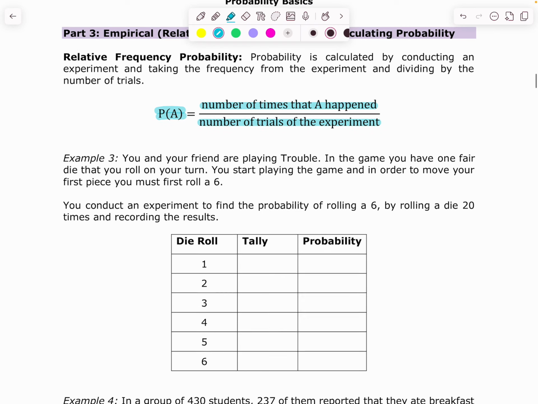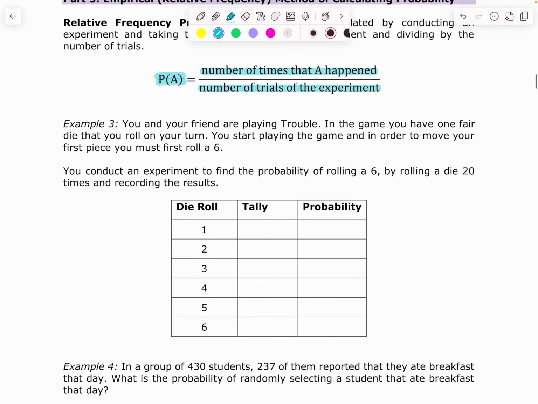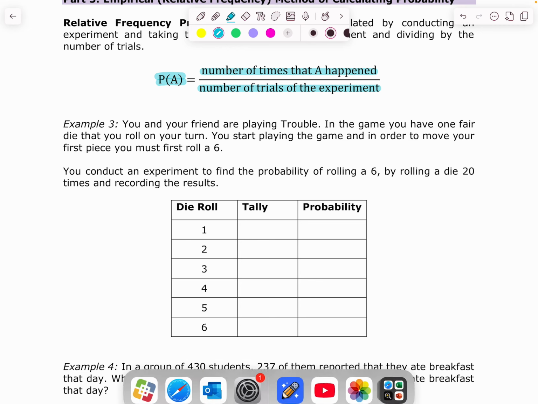So for this example, you and your friend are playing Trouble. In the game, you have one fair dice that you must roll, or pop in the game of Trouble, on your turn. You start playing the game, and in order to move your first piece, you must roll a 6. You conduct an experiment to find the probability of rolling a 6 by rolling a die 20 times and recording the results. So we're going to actually roll this die to calculate the probability.